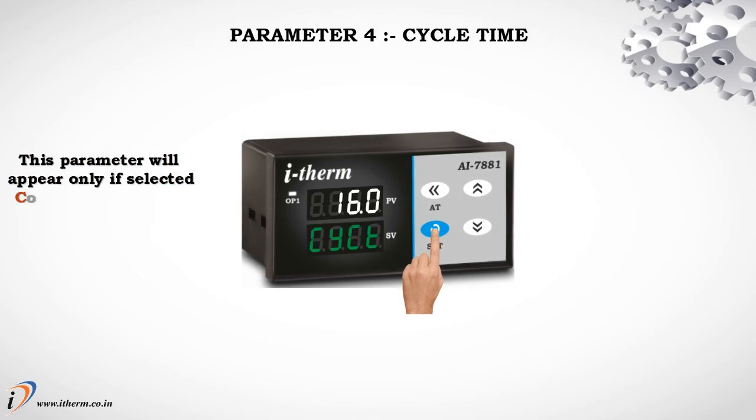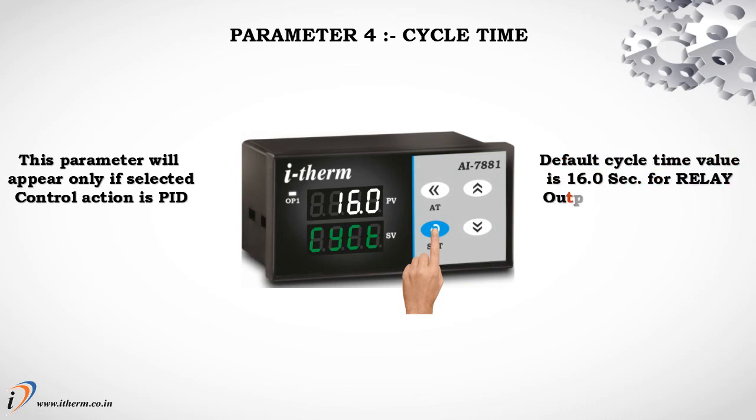Parameter 4, Cycle time. This parameter will appear only if the selected control action is PID. Default cycle time value is 16.0 seconds for relay output and 1.0 second for SSR output.